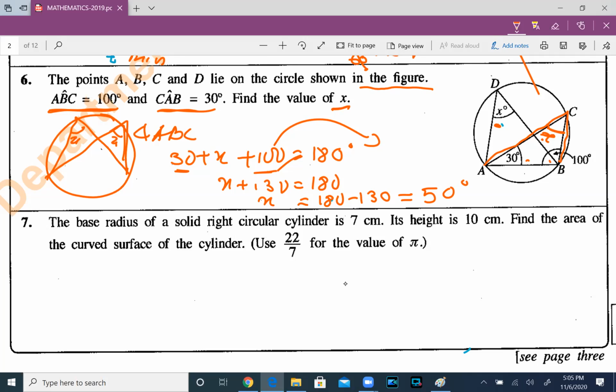So the seventh question is: the base radius of a solid right circular cylinder is 7 centimeter. Its height is 10 centimeter. Find the area of the curved surface of the cylinder. So they are telling here the base radius is 7 centimeter, so you can understand that the radius is 7 centimeter.